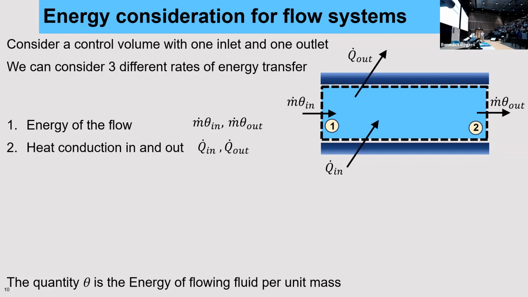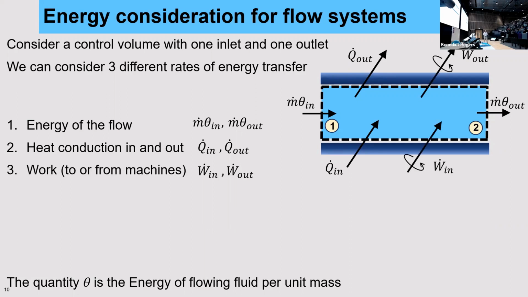Then we've got the heat conduction in and out, because you might have heat flow across the boundary. So this is Q in and Q out. So here's the heat flow in, and here's the heat flow out. And then we might also have work to or from machines, as we were saying, like a turbine or a generator. So here's shaft work in and here's shaft work out. You can see you put this little circular arrow around the arrow to indicate that that's rotational work going in or out of the system.